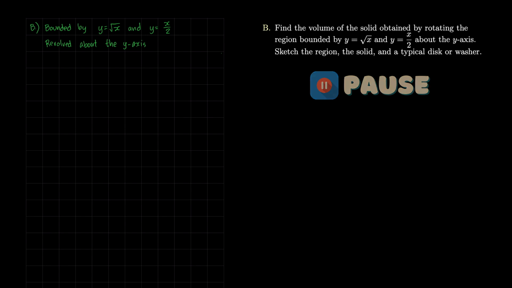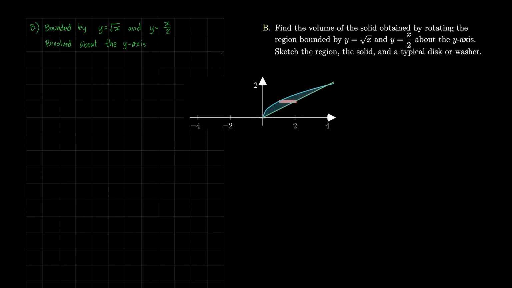And again, let's proceed. Since the region is to be rotated about the y-axis, the radius will be measured along the direction of the x-axis. So we have to write our boundary functions as functions of y. The outer radius is marked by y equals x over 2 and is equivalent to x equals 2 times y. And the inner radius, marked by y equals square root of x, is equivalent to x equals y squared. The height is given by dy.